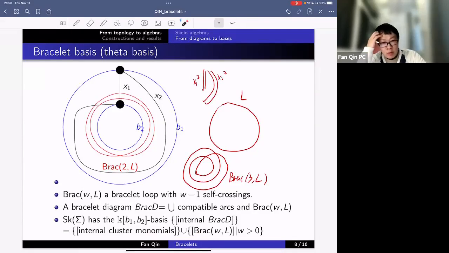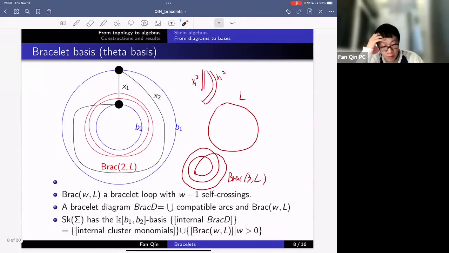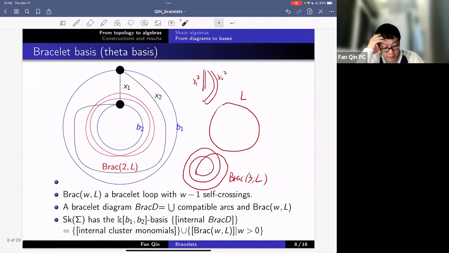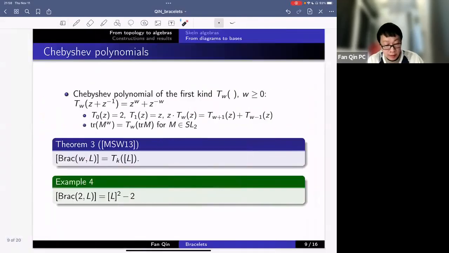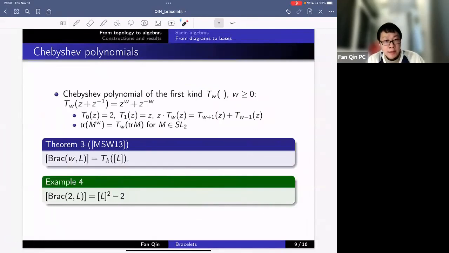In general, the bracelet diagram can be more complicated. Okay, so these are lots of curves, and what we say is that the Skein algebra elements represented by this diagram form a basis, the so-called bracelet basis. And how do you compute that? So we have a notion called Chebyshev polynomial of the first kind. These are denoted by T_W, a single variable polynomial, such that T_W acts on z plus z^-1 to give you z^W plus z^-W. Well, you can write down the recursion. So T_1(z) is z, and you have a recursive definition.